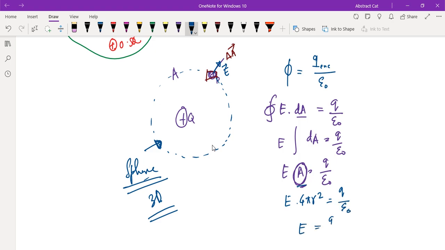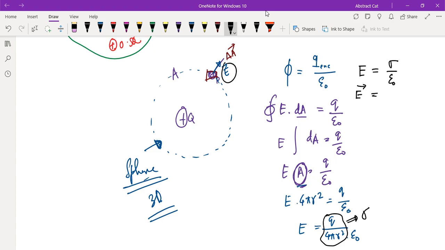So E equals q over 4 pi r squared times epsilon naught. And we know q over 4 pi r squared is sigma, the surface charge density. So finally we get E equals sigma over epsilon naught. Vectorially, the direction of E is along the position vector R, so E equals sigma over epsilon naught times R cap. That's the magnitude of E, and that is the direction. That's the basic concept of Gauss's law.